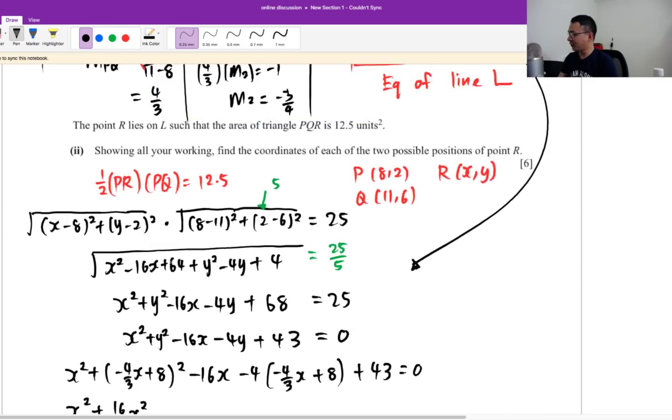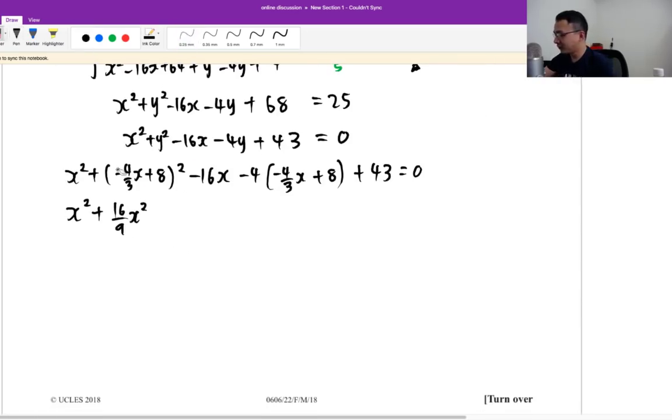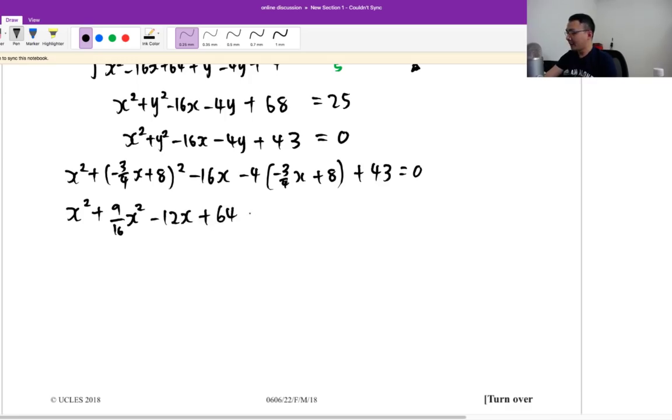Is it 4 over 3 or 3 over 4? It's 3 over 4. Negative 3 over 4, not 4 over 3. So sometimes you always need to make sure you don't copy the question wrongly. Alright, so this one will be slightly different. So this one will be 9 over 16 x squared. And then this one multiplied, you get minus 12x plus 64 minus 16x. And then this one multiplied in, you will get plus 3x minus 32 plus 43 equals 0.